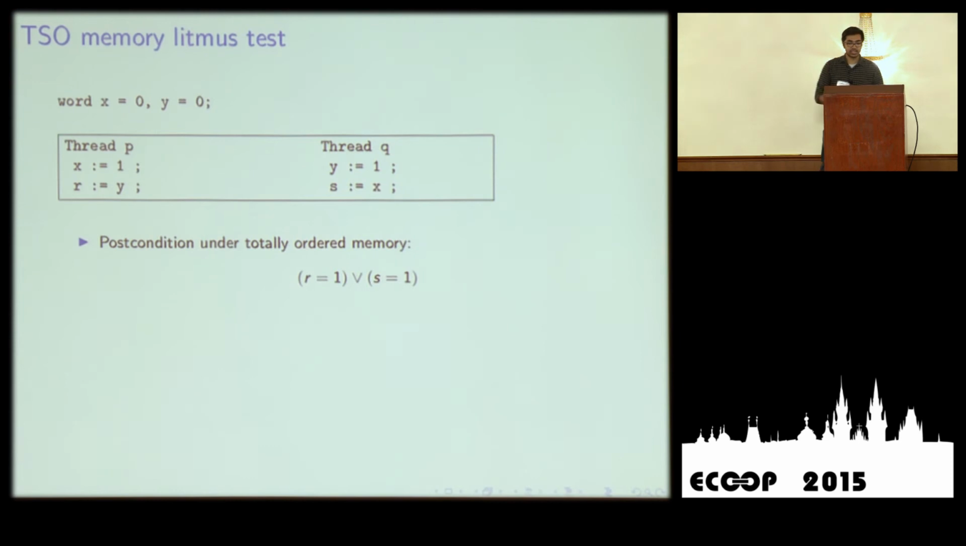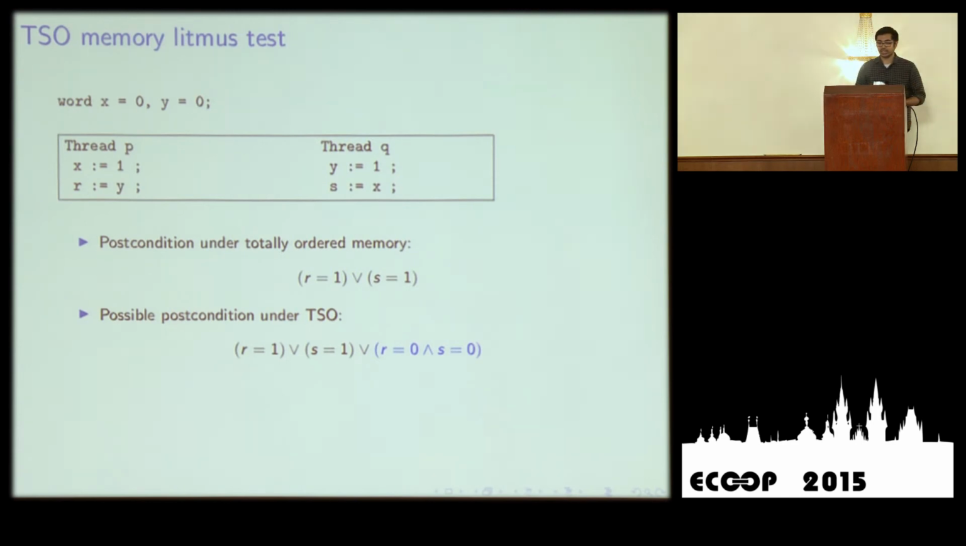And this is the standard. So we're looking at just TSO at this point, and this is the standard TSO memory litmus test. So the postcondition, if you execute this under totally ordered memory, meaning no weak memory effects, then you'll get that either R is equal to 1 or S is equal to 1. But if you execute this under TSO, then you can potentially have this third disjunct where R and S both capture the initial values of X and Y.